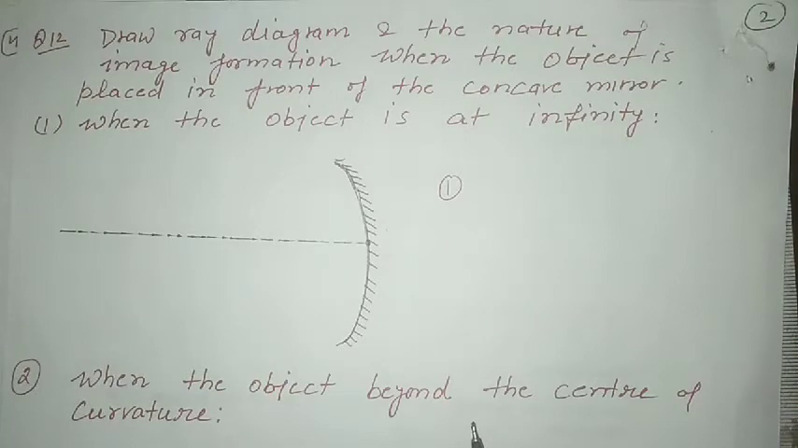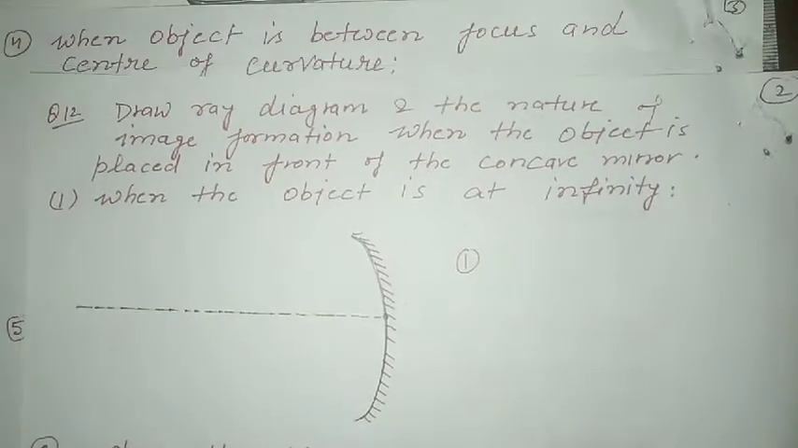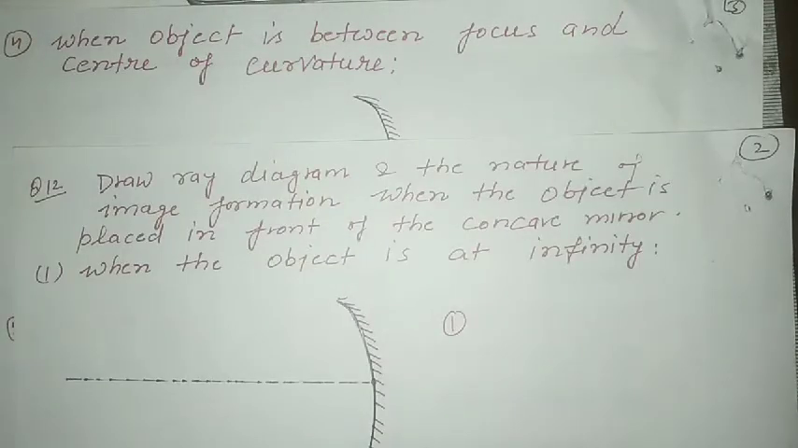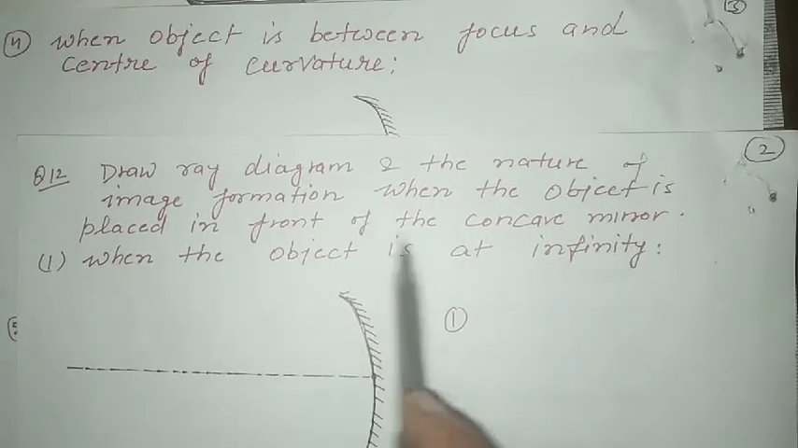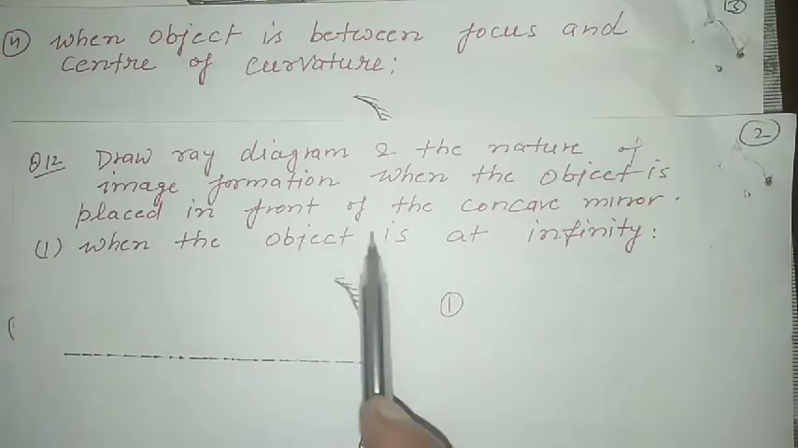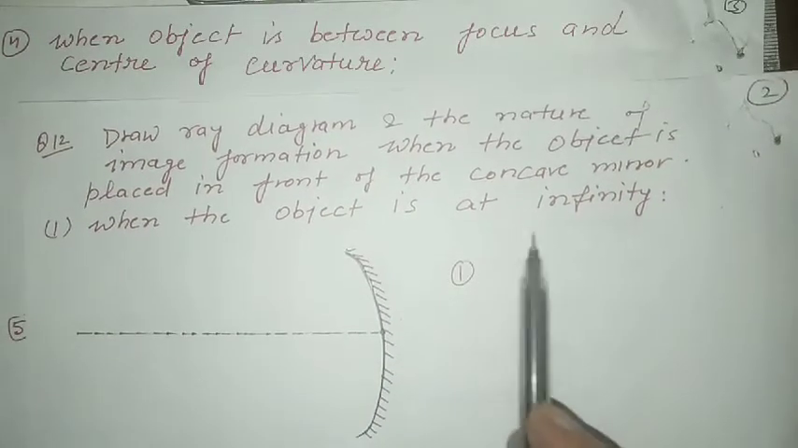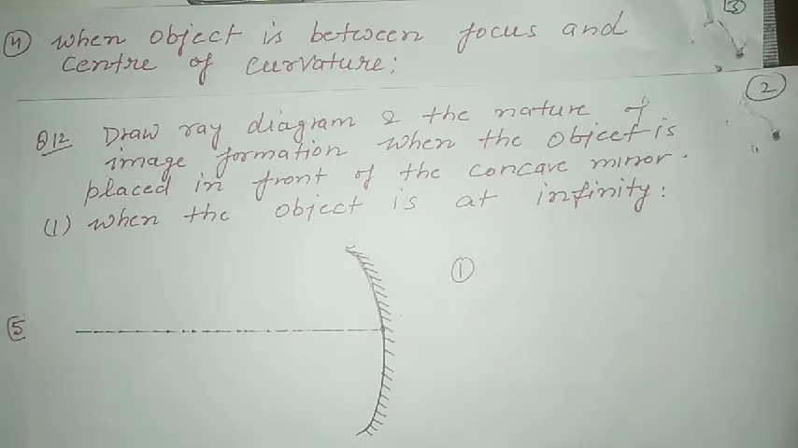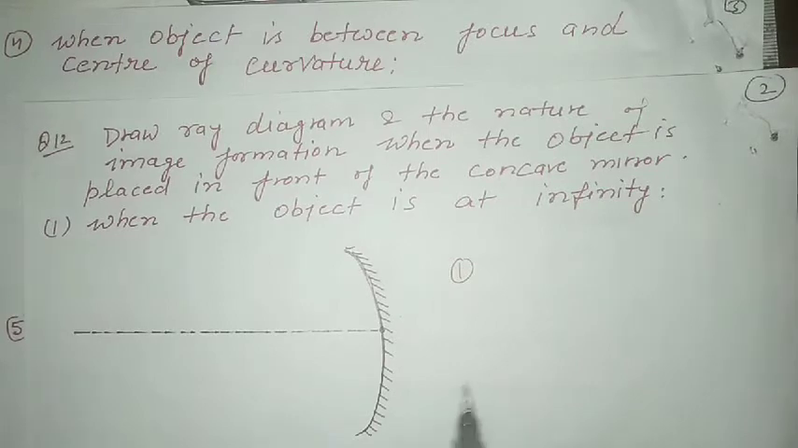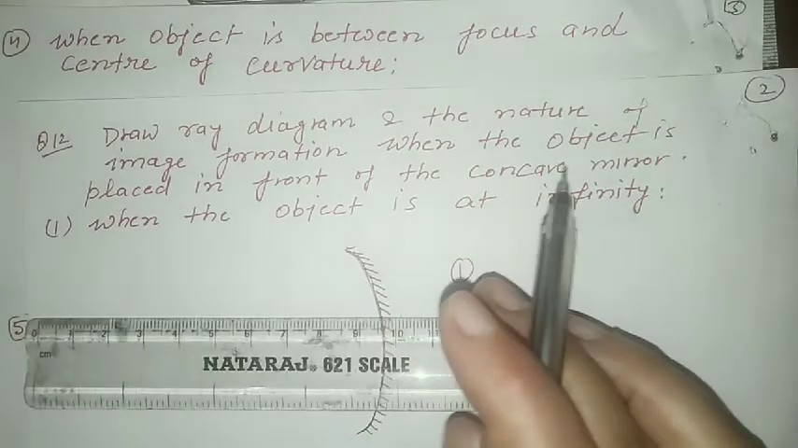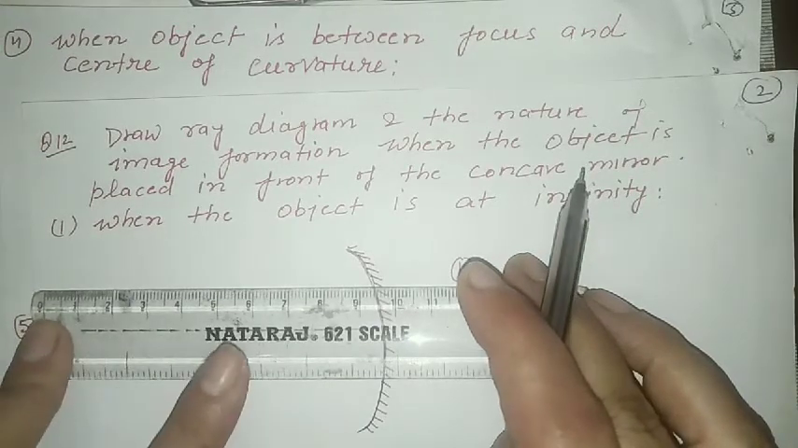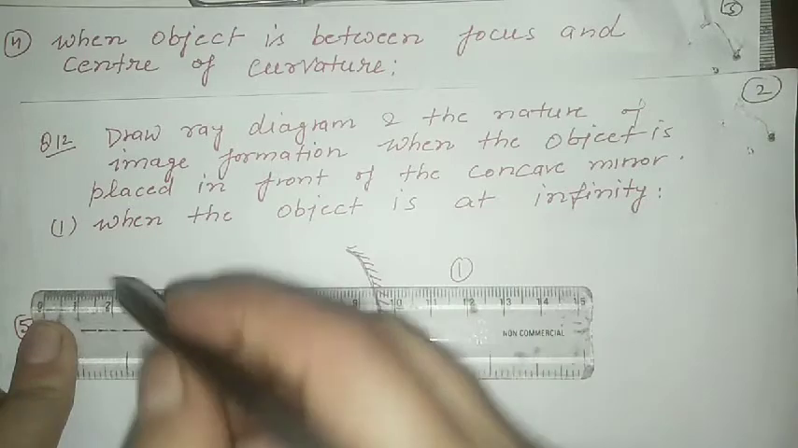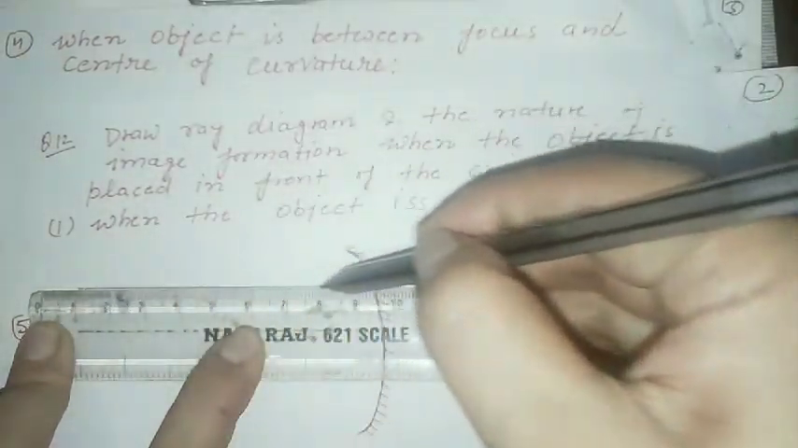Now we have some rules here. The next question: draw the ray diagram and state the nature of the image formed when the object is placed in front of a concave mirror. The first case is when the object is at infinity. Assume that the rays are coming parallel to the principal axis, just like from the moon or the sun, which are at infinity.